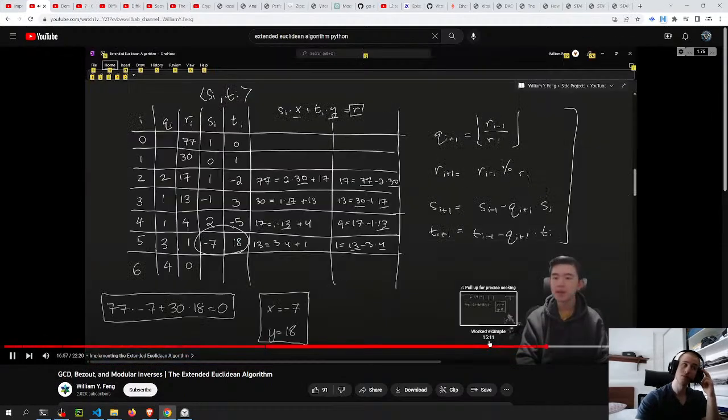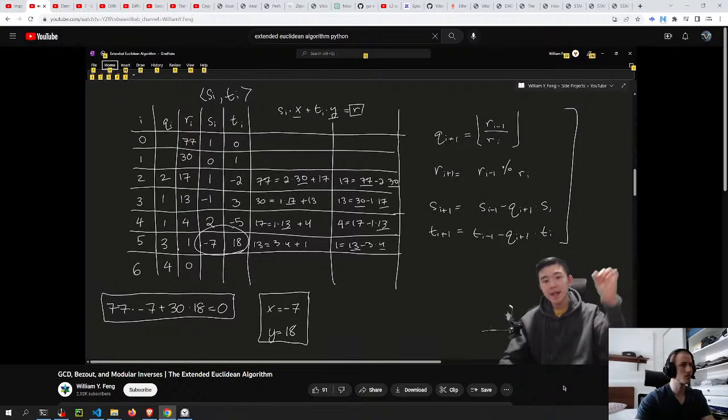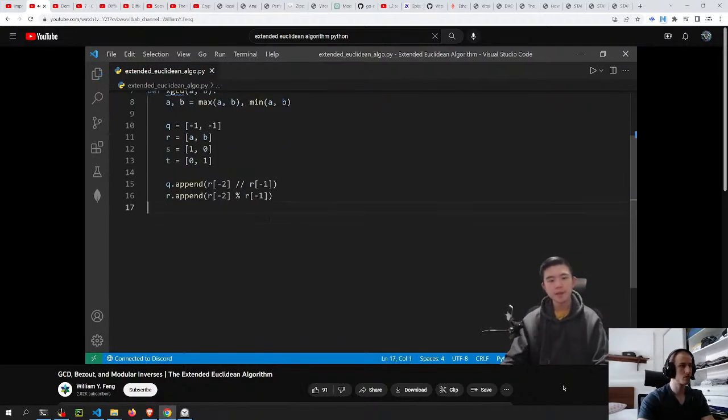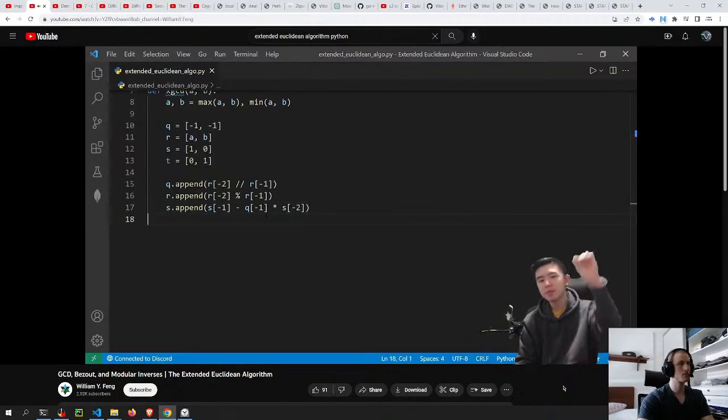Q_i is going to be r of i minus 1, quotient of r_i. So what we're doing here is taking the second to last r and the last r, doing that quotient operation. R is going to be the same thing. I just realized we need to do integer division for q, not the modulus. Okay, now we have s. Yes, it is just the previous one, minus the new q times the s that was 2 before. T is going to be similar.